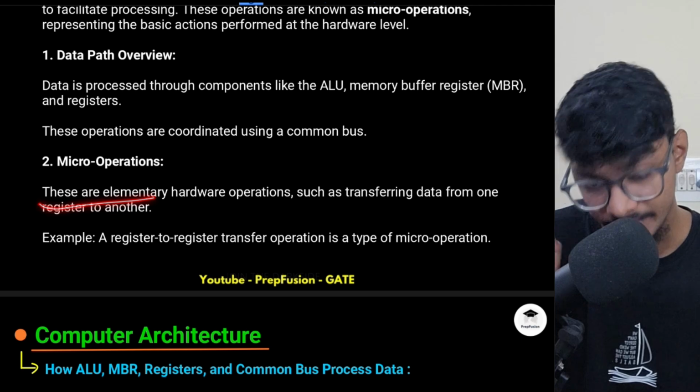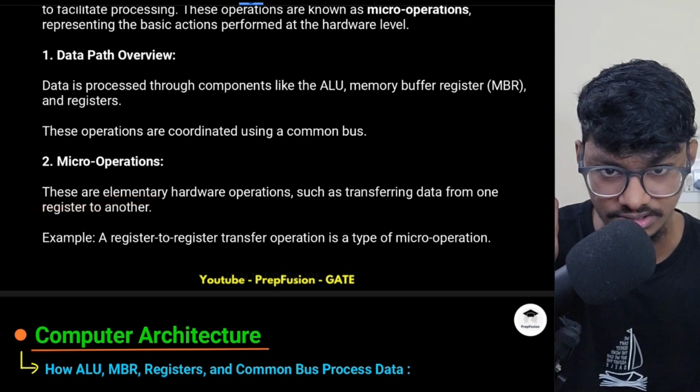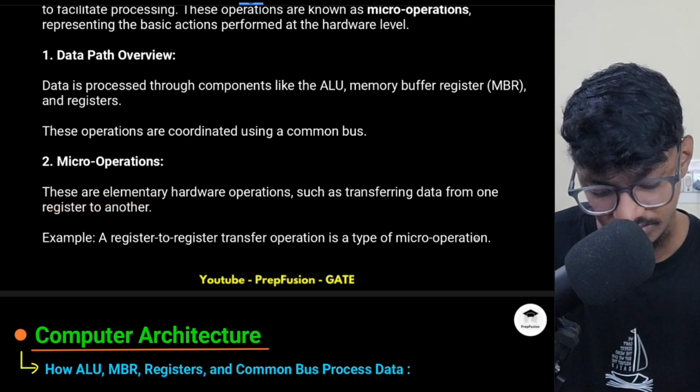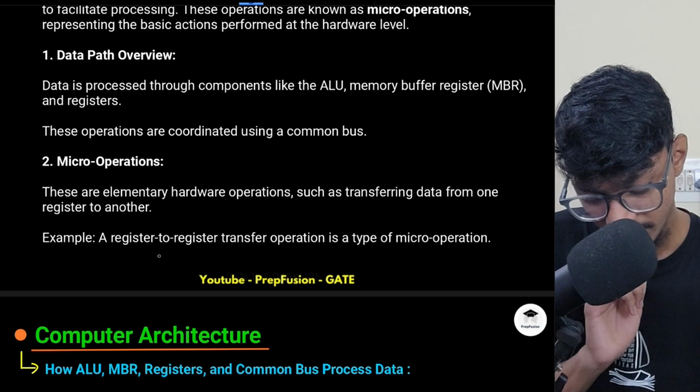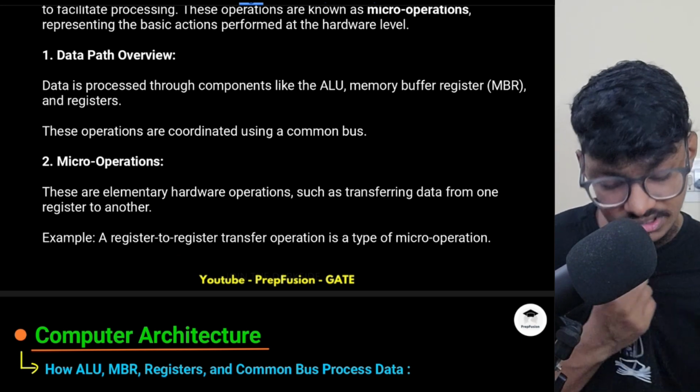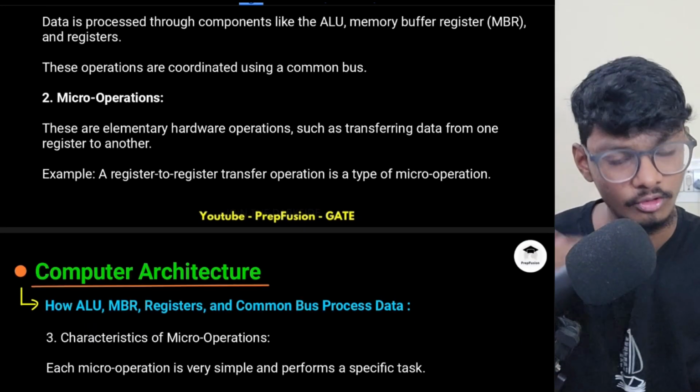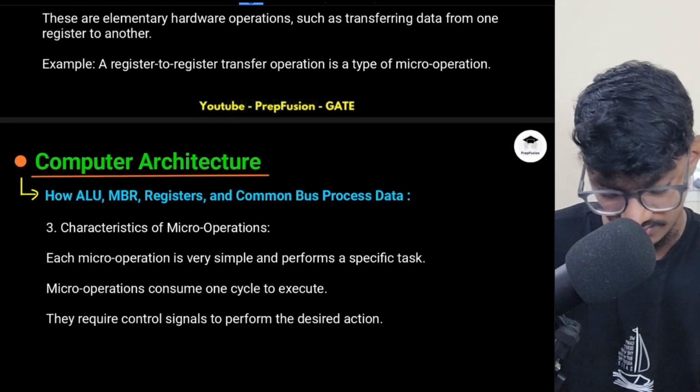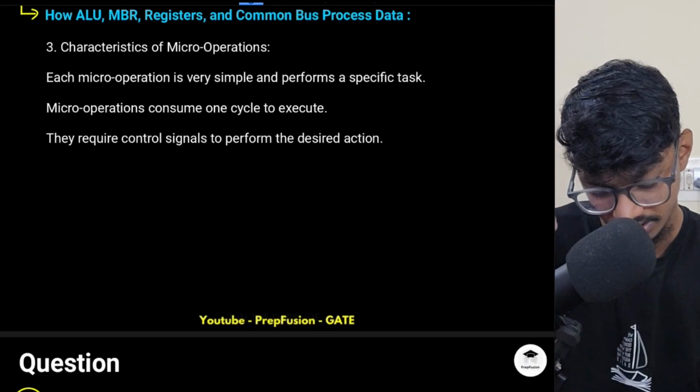We have elementary operations known as hardware operations. Each time an elementary operation is performed, it is known as a micro operation. A register to register transfer operation is a micro operation. I have already explained how data transfer works, so you can go through and read this. I will not read this again.